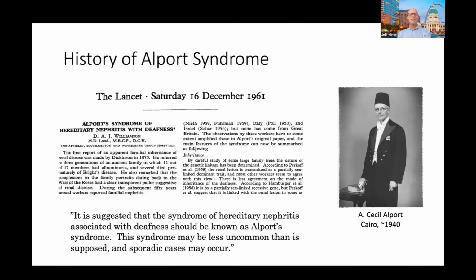Then 34 years later, Williamson published in The Lancet the first naming of this disease as Alport syndrome, hereditary nephritis with deafness. He suggested that the syndrome of hereditary nephritis associated with deafness should be known as Alport syndrome. This syndrome may be less uncommon than is supposed, and sporadic cases may occur. So Dr. Williamson was 100% correct in that aspect. Alport syndrome is less uncommon, or more common, than was initially thought.